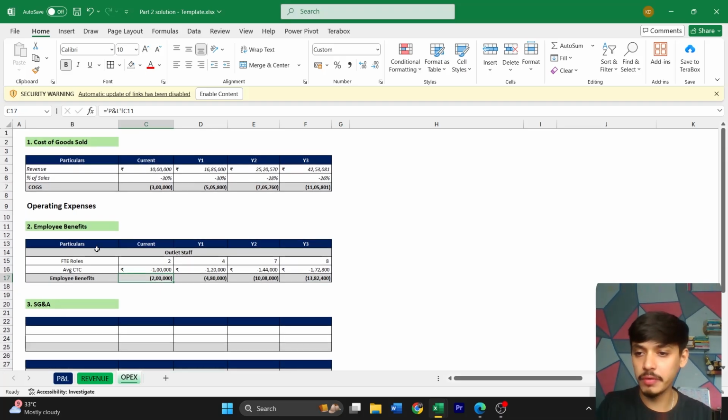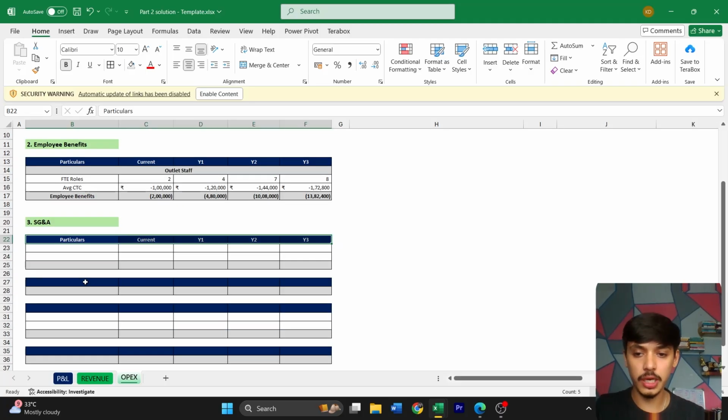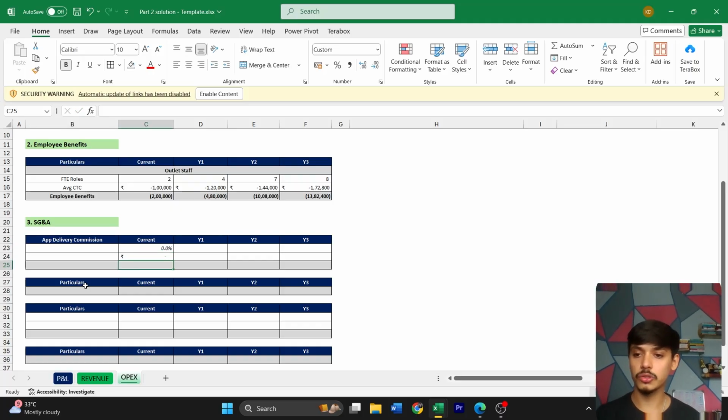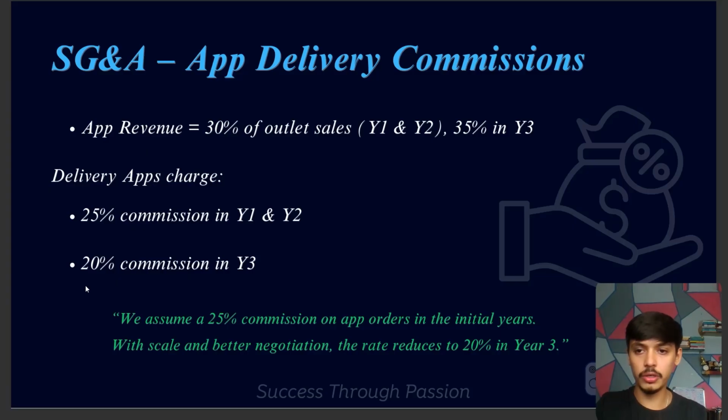On the OPEX sheet now we will be projecting the SG&A and every element that goes into it. So first I'll just plug in the headers for each. Okay, so this is app delivery commission. For the first year we do not have any commission, so we are going to put 0 in all the three. So what do we have with us?